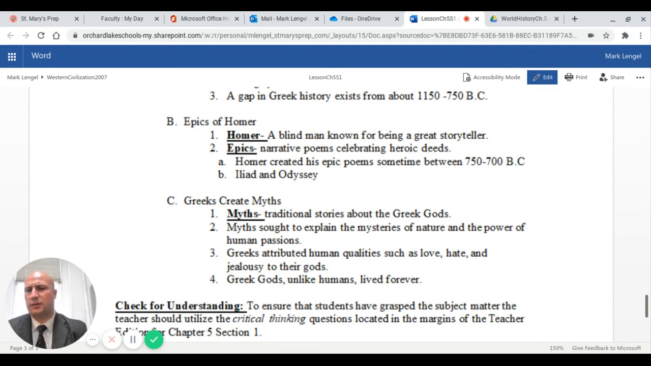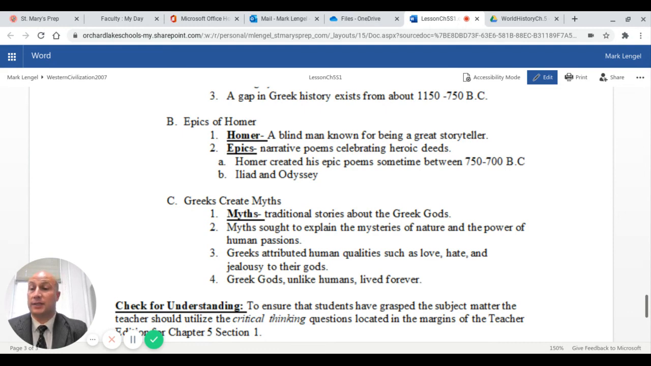The Greek gods, though, unlike humans, lived forever. So they were immortal, and they kind of controlled the atmosphere. The Greeks believed in gods of the rain, gods of the wind, gods of the sun, and so forth, and they had power over the geographic and climate patterns.